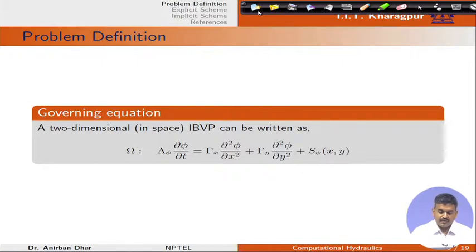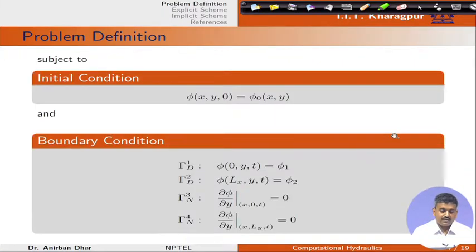For all these schemes, we need to define del x, del y, and del t. Depending on the values of del x, del y, and del t, whether there will be a change in the final result, we need to see that from the numerical stability point of view. This is the initial problem definition, initial condition, and boundary condition for the problem with a rectangular domain.